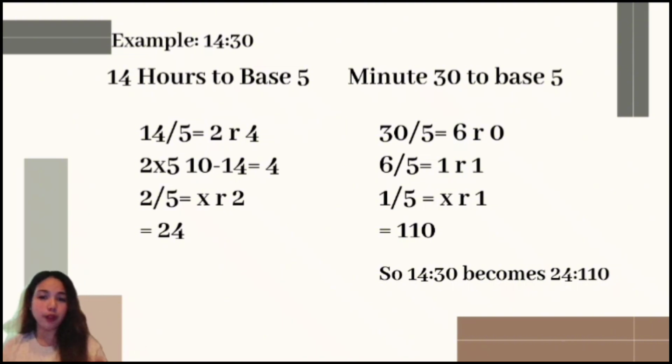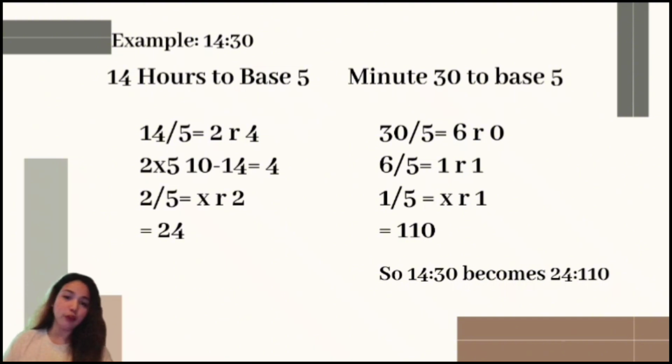After we get the 2 from the earlier division, we will have to divide it again. But we all know that 2 divided by 5 cannot be done, so we will get the 2 as the remainder again. And there's no number anymore. We have to read it upward to get the base 5 clock system of 14 hours. So 2 and 4, we will get the number 24.